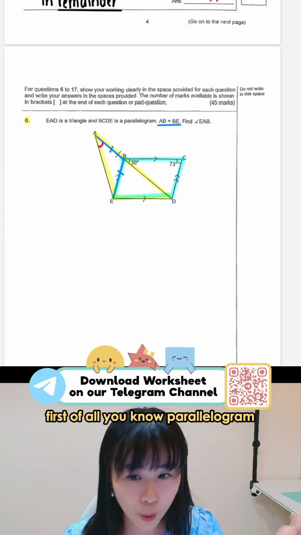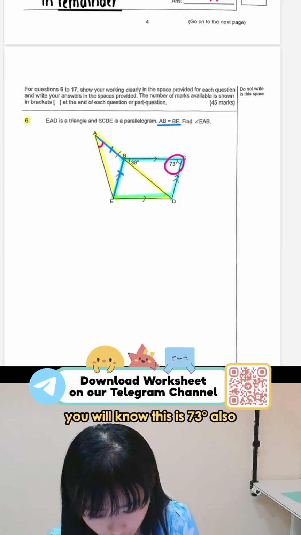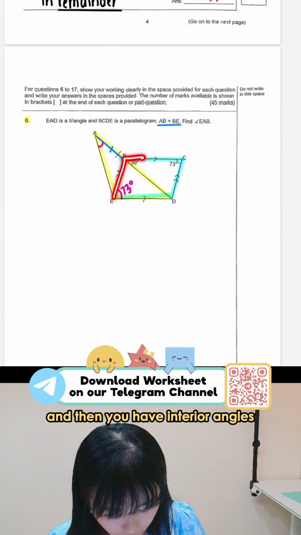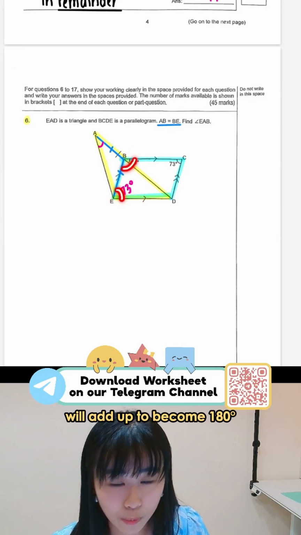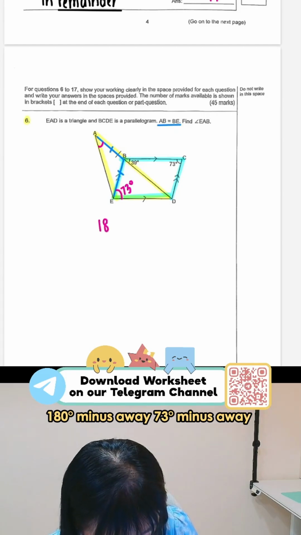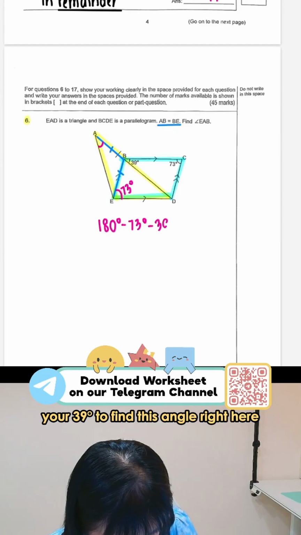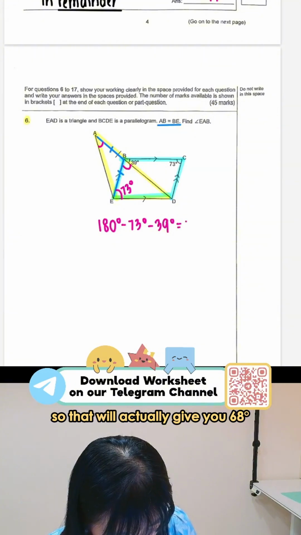Okay, first of all, you know parallelogram, right? Diagonally opposite angles are the same. So if this is 73, you will know this is 73 also. And then you have interior angles. Parallel, right? So you will know that this angle and this angle here will add up to become 180. So your very first step is you are going to take 180 minus away 73, minus away your 39 degrees, okay, to find this angle right here. So that will actually give you 68 degrees.